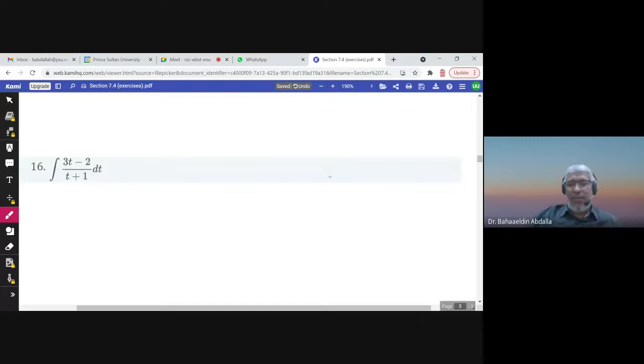Same. The degree of the numerator is equal to the degree of the denominator. So we have to use long division. 3t divided by t is 3.